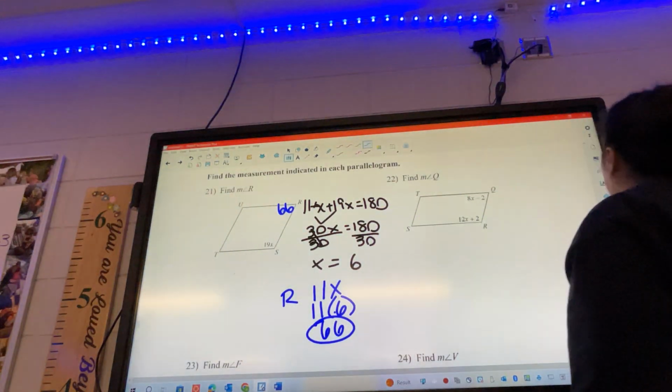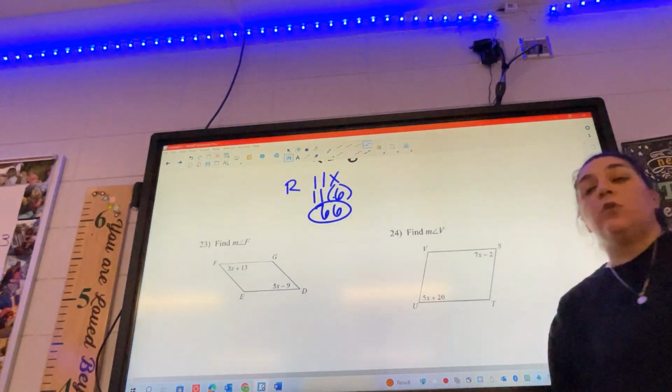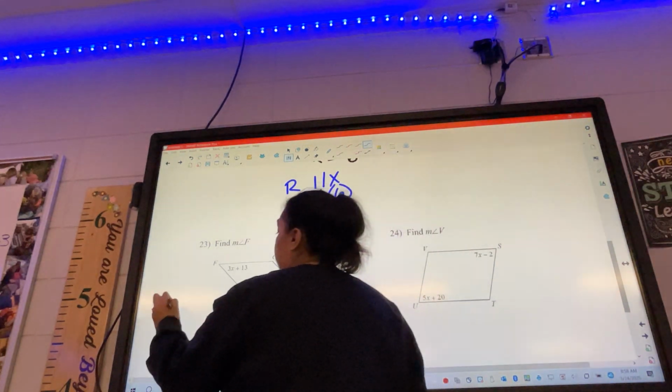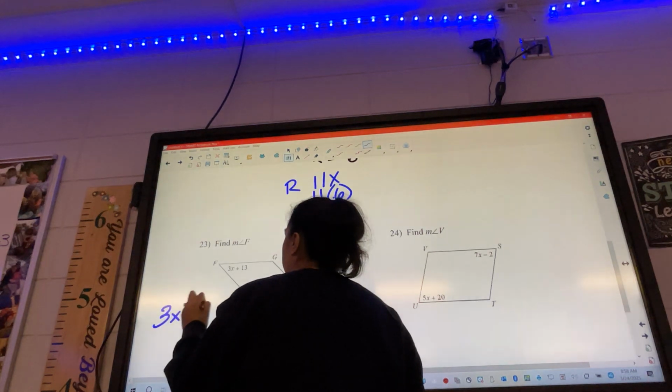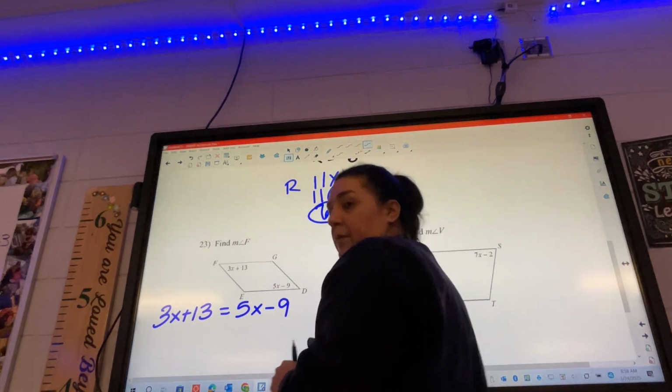Okay, 23. Is that same side or opposite corners? They're opposite corners. So are we going to add them together or set them equal? We set them equal to each other. So it's going to look like 3x plus 13 equals 5x minus 9.